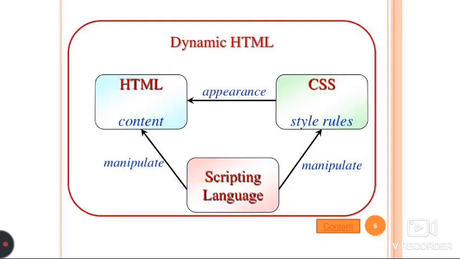Here is a diagram for dynamic HTML. In this we have HTML content, CSS style rules, and a scripting language. Here the scripting language is nothing but JavaScript, which manipulates the HTML content and the styles of CSS.